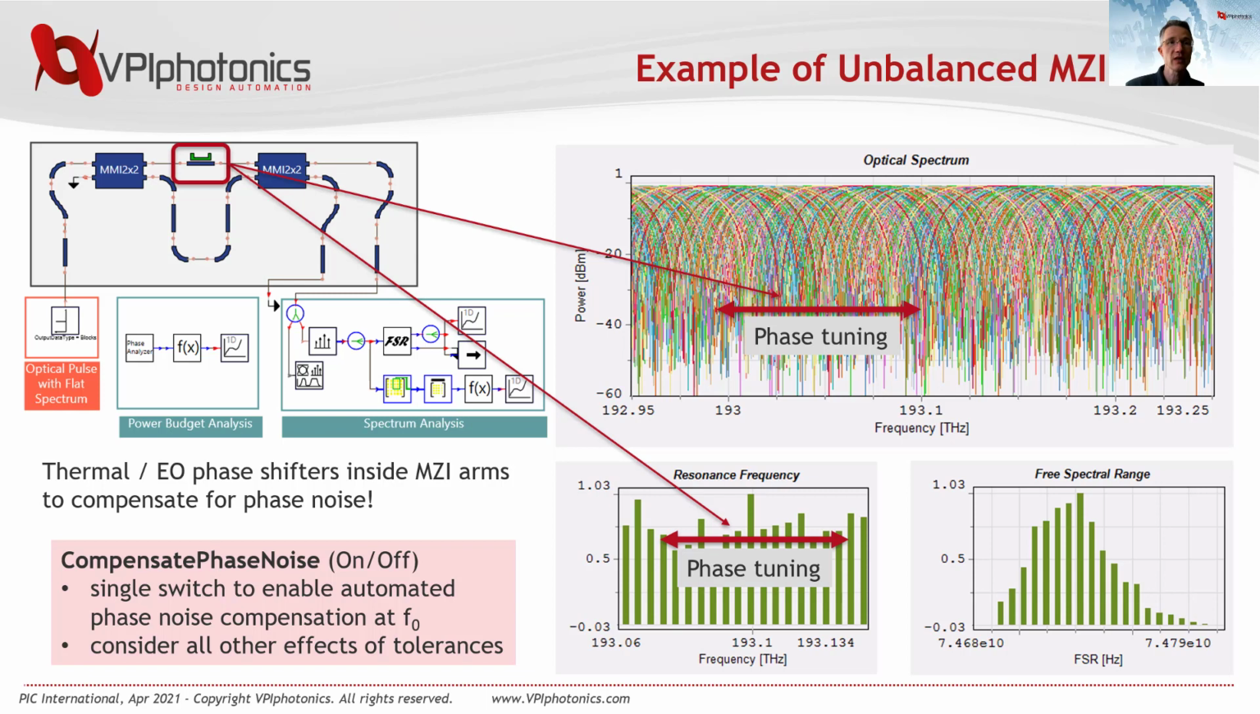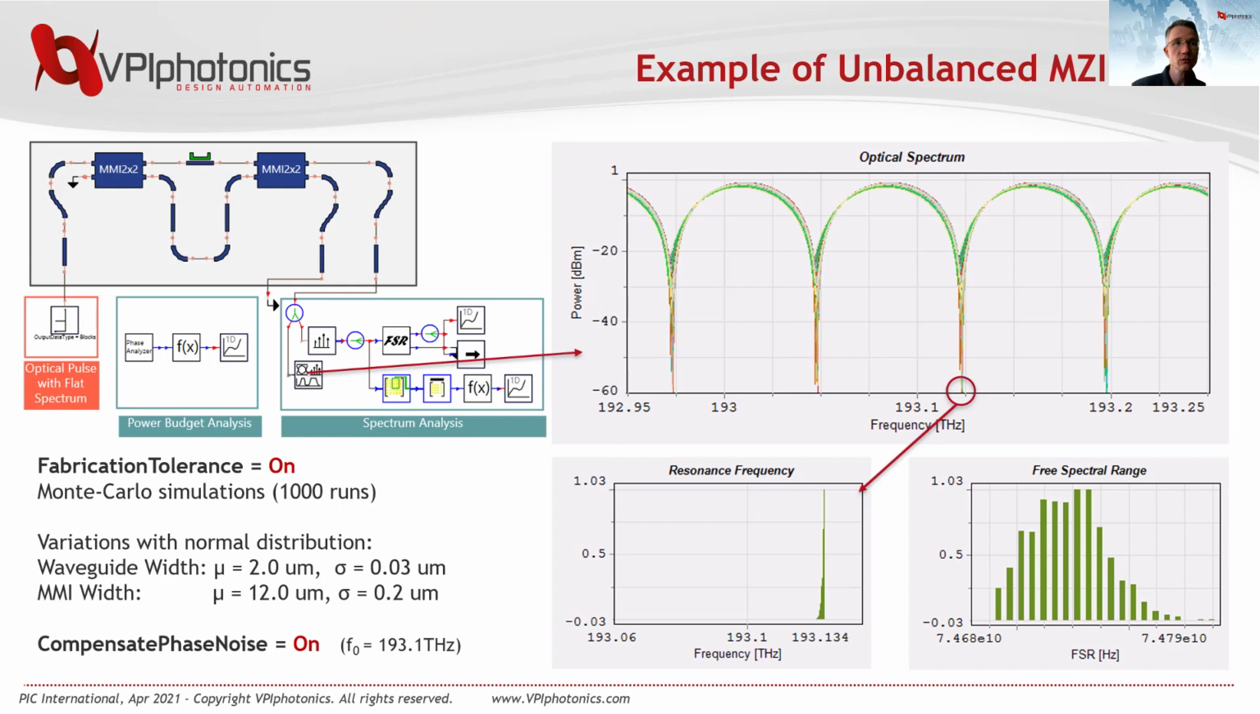To support this operation, we realize a second switch parameter in our models, compensate phase noise. It enables an automated phase noise compensation at a certain reference frequency and consequently emulates the impact of an optimized thermal or electro-optical phase shifter. All other effects of fabrication tolerances on the device performance are still considered with this.